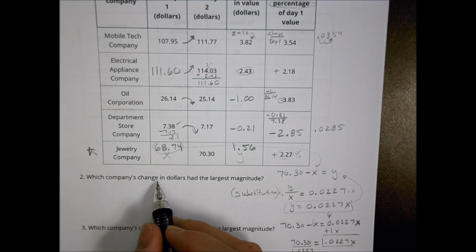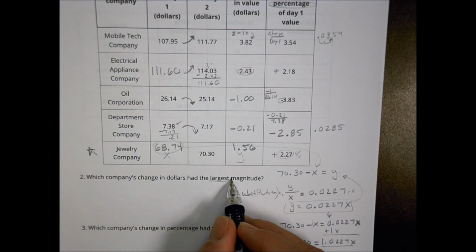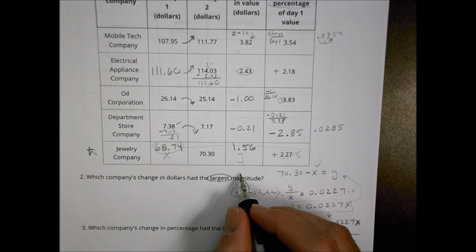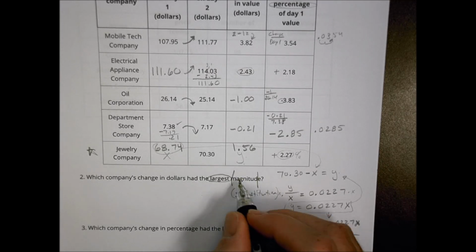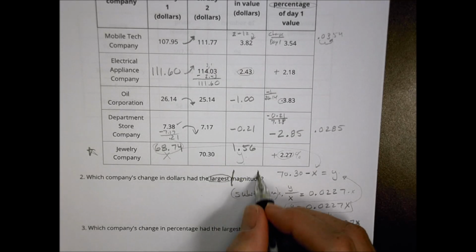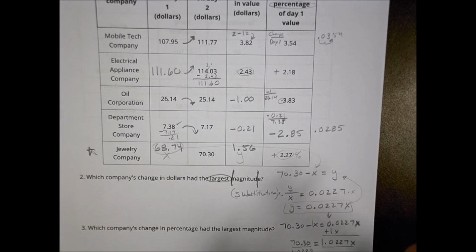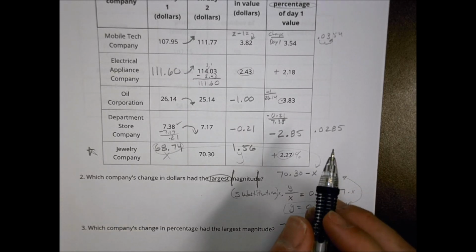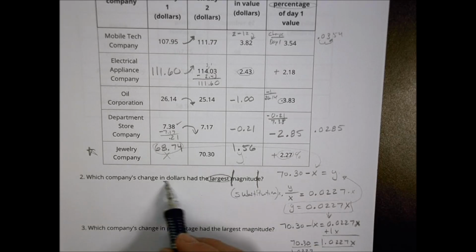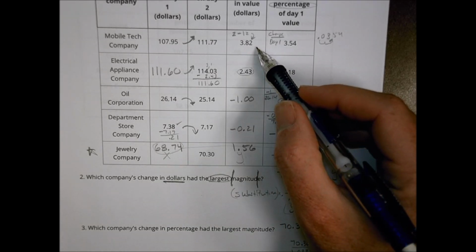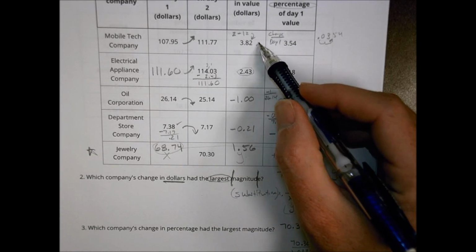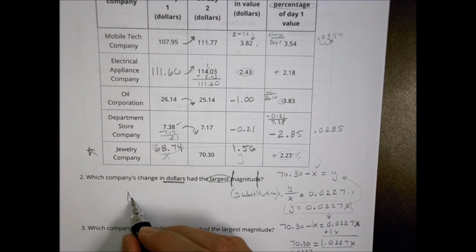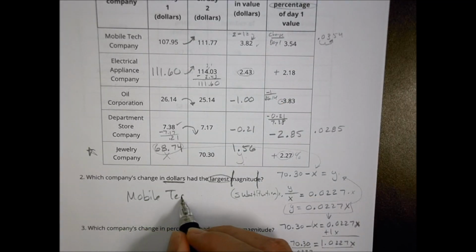Which company's change in dollars had the largest magnitude? So magnitude means I'm going to look at it and I'm going to talk about the absolute value of a number. So negatives is fine too. We're looking at which one had the biggest change, positive or negative. Okay, so our largest change in dollars was going to be right here at 3.82. That's our largest number in this whole column. So that's going to be the Mobile Tech. And they're going to have the largest change.